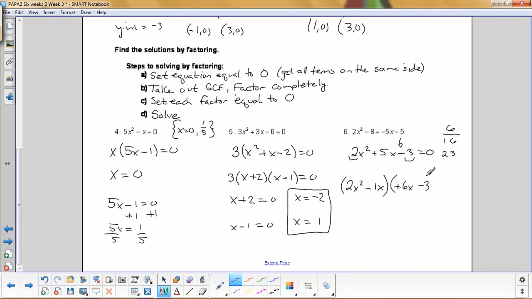4-term grouping gives you this. Factor out your greatest common factor, which is x, leaving you 2x minus 1. Factor out your greatest common factor, which in this case is 3, leaving you 2x minus 1. And when you factor this, you get x plus 3 and 2x minus 1. Setting both of those equal to 0, you get x equals negative 3 and x equals 1/2.